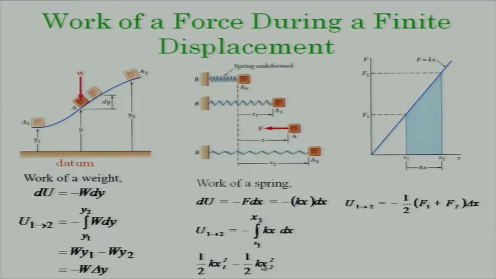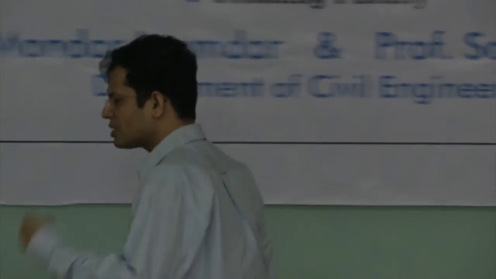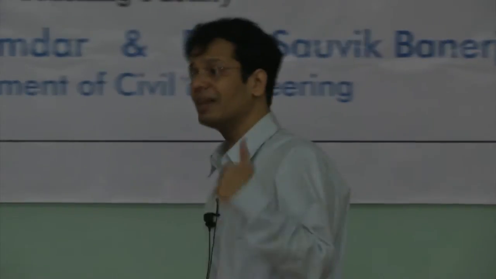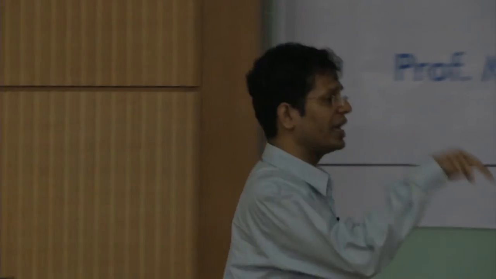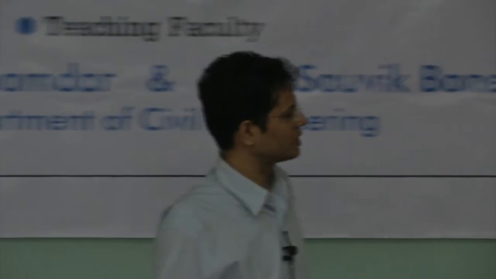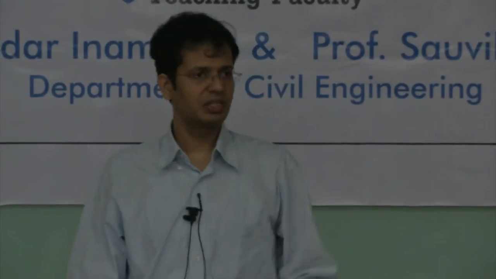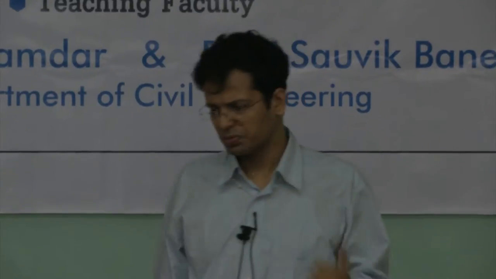Simple example. Now what we saw in the last couple of slides is the work done by a force. We take a body, move it from below, take it upwards. What is the work done by gravity? In the spring, we take a spring at rest, keep stretching it. What is the work done by the spring in the stretch from x1 to x2? We saw that it is equal to half kx1 square minus half kx2 square. There is a minus here because the work was done against the direction in which the force, either from the gravity or from the spring, was acting.